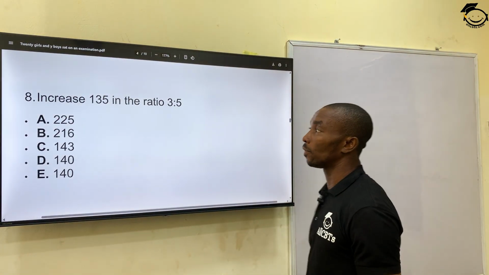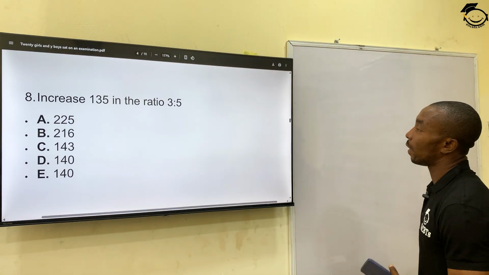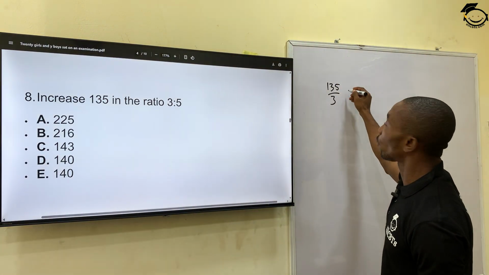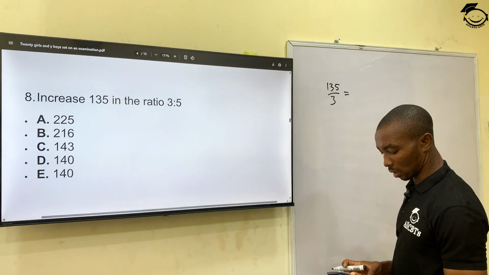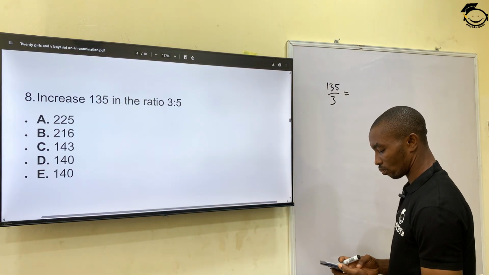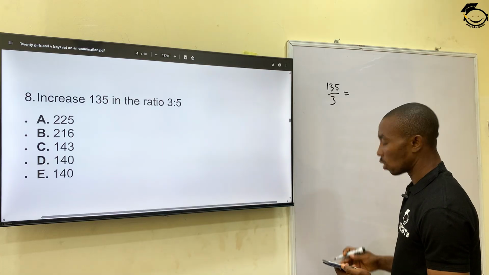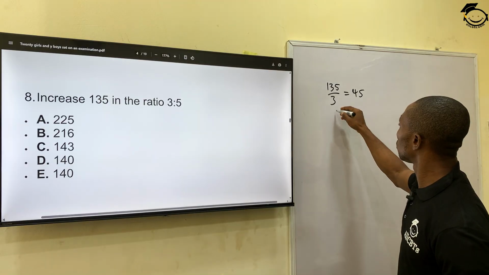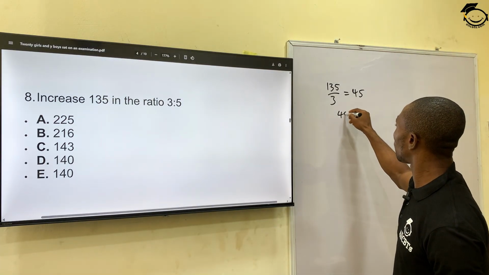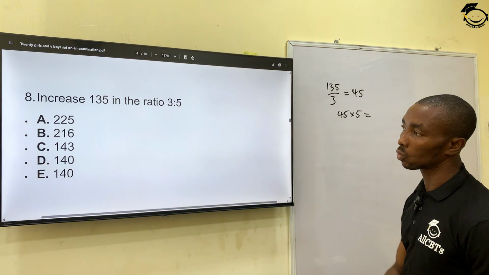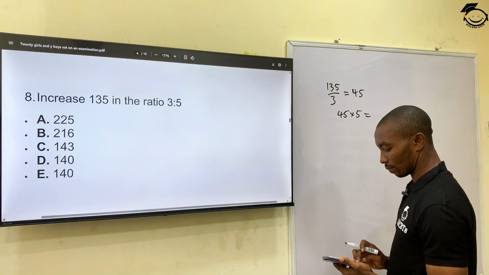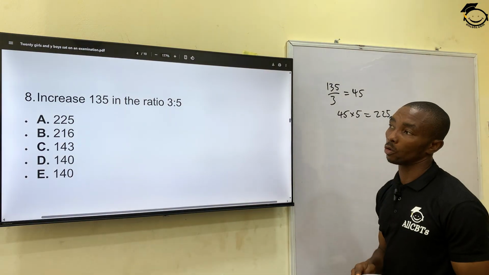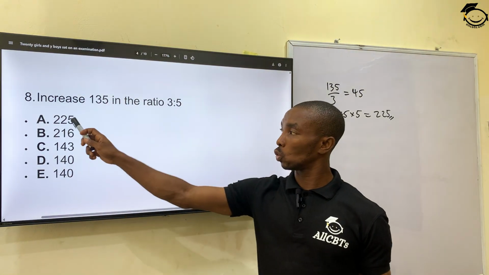Increase 135 in the ratio of 3:5. The simplest way to do it is to divide 135 by 3, which gives 45. In the ratio of 5, that becomes 45 times 5, which gives us 225. So our answer will be A, 225.